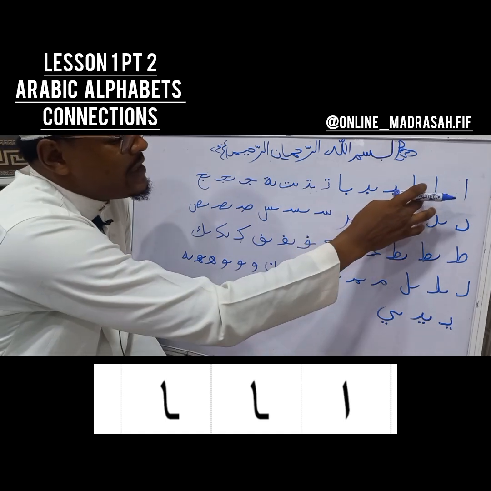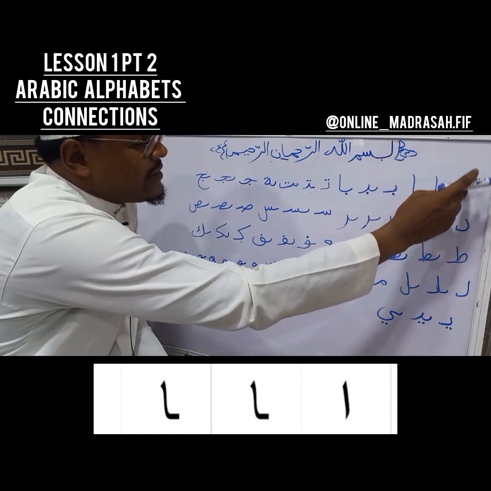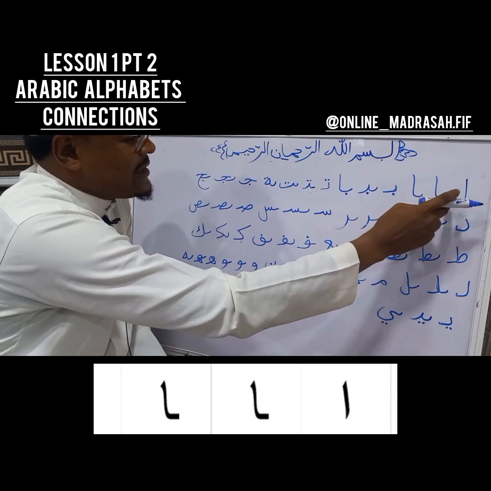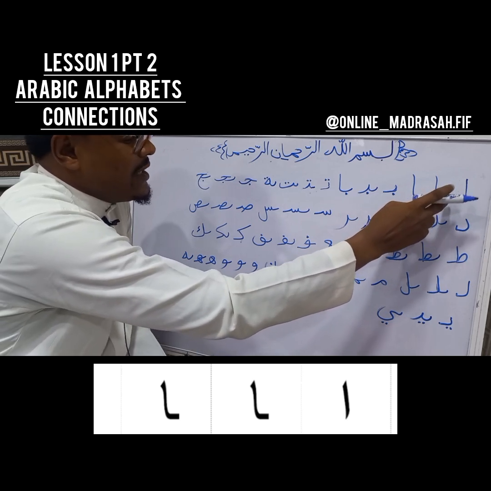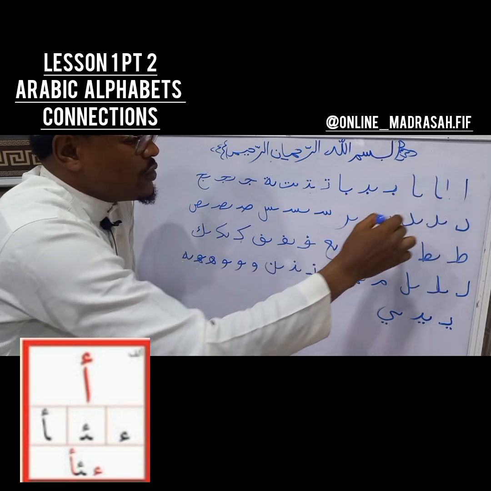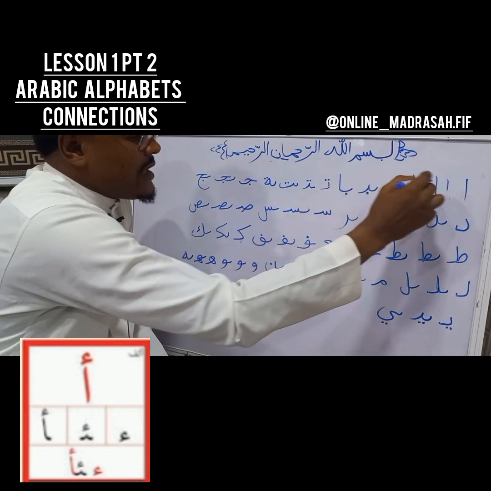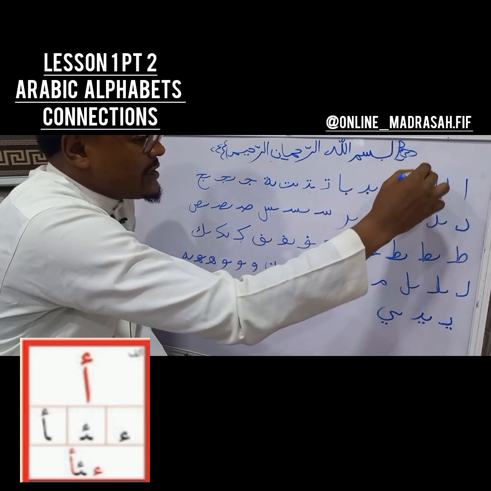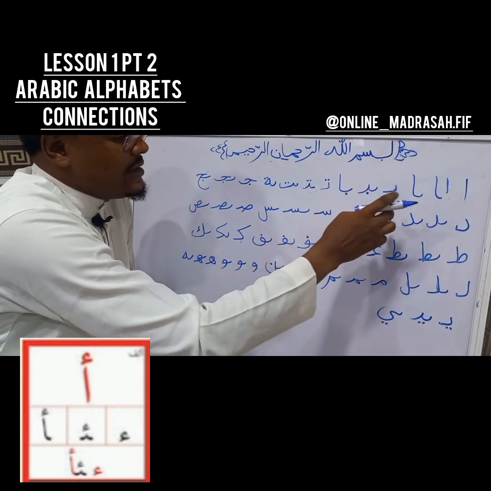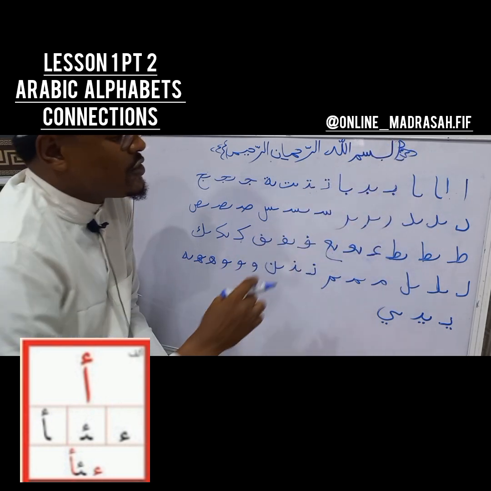So whenever you see, it can join here at the middle and in the end. It can only join in the middle and in the end. Or the Alif should stand on its own. Sometimes it stands on its own to show that it is Alif. And in the end, it appears as this. So we have Ba.